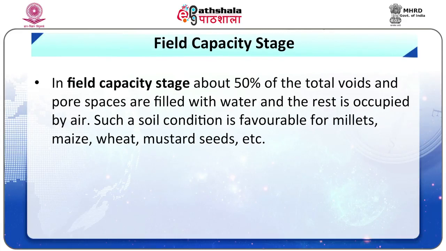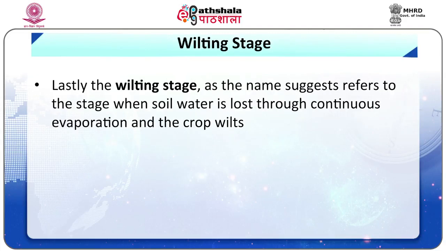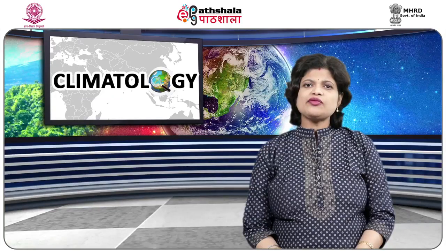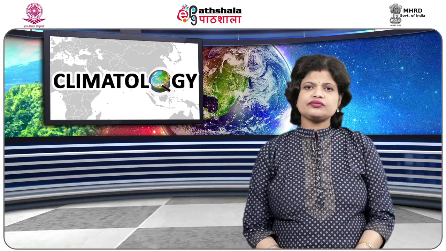In field capacity stage, about 50% of the total voids and pore spaces are filled with water and the rest is occupied by air. Such a soil condition is favorable for millets, maize, wheat, mustard seeds, etc. Lastly, the wilting stage, as the name suggests, refers to the stage when soil water is lost through continuous evaporation and the crop wilts. So, such type of soil is non-conducive for any crops.